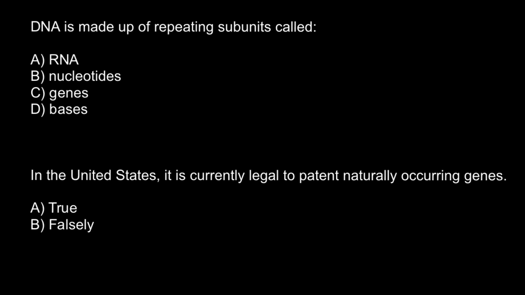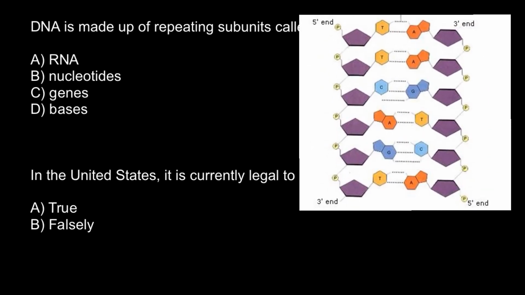So the first question is: DNA is made up of repeating subunits called, and here are four answers to choose from. Answer A, RNA; B, nucleotides; C, genes; and D, bases. So let me explain every term here. Let's start from the end of this list.